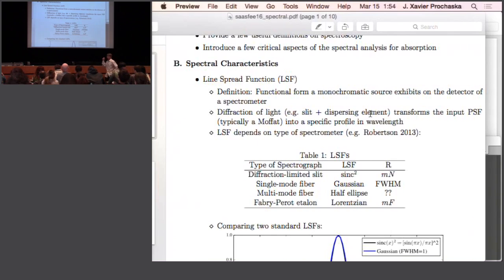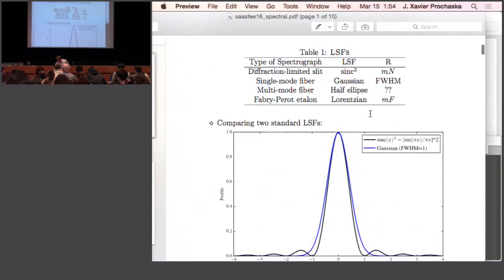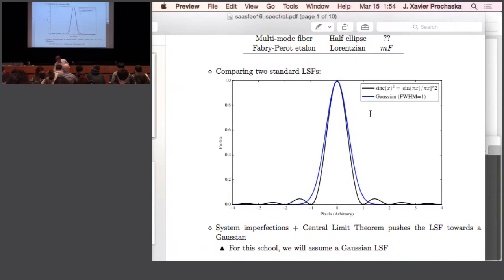The first thing to note when it comes to spectrometers is the line spread function, which you should view as the shape of a monochromatic source that's put through the spectrometer. That shape depends on the actual instrument that you're using. Mostly, I suspect most of us in this crowd use either slit spectrometers or fiber-fed spectrometers. Those two profiles are shown here. The slit profile is the sinc x squared profile, which is in black. The Gaussian profile is what you get from a single mode fiber, in blue.